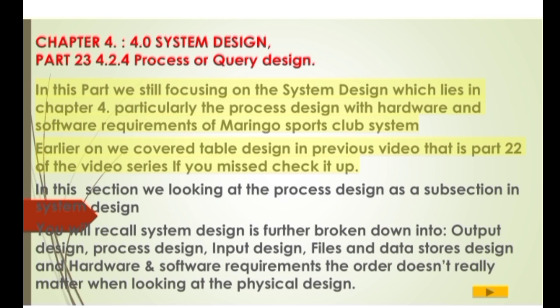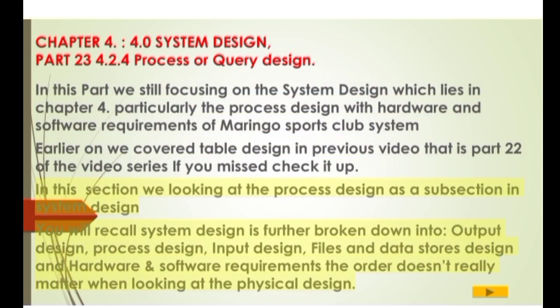Earlier on we covered table design in the previous video, that is part 22 of the video series. If you missed it, check it up. In this section we are looking at the process design as a subsection in system design. You will recall system design is further broken down into output design, process design, input design, files and data stores design, and hardware and software requirements. The order doesn't really matter when looking at the physical design.